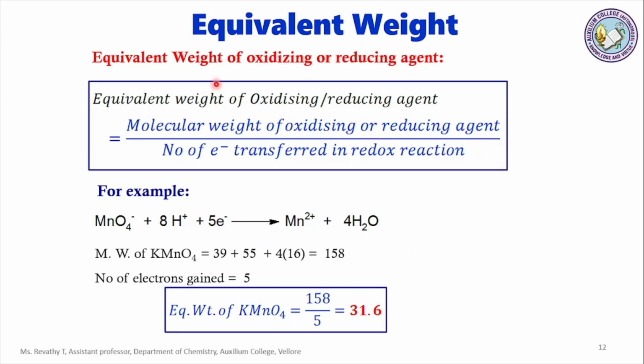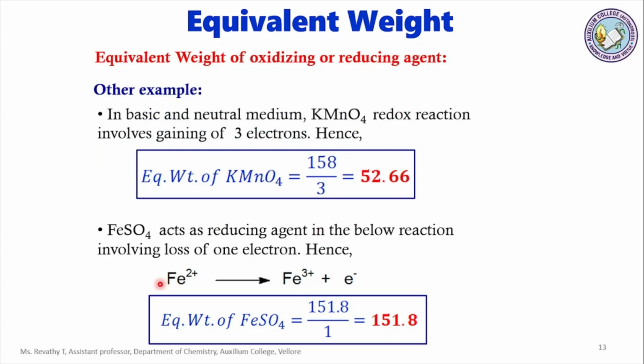Now, let's see how to calculate equivalent weight of oxidizing and reducing agent. First of all, we should know what is oxidizing and reducing agent. Oxidizing agent oxidizes others and reduces itself by gaining electrons. As you can see here, KMnO4 is an oxidizing agent which gains electrons, and reducing agent reduces others and oxidizes itself by losing electrons. You can see ferrous sulfate is the reducing agent which loses electrons here.